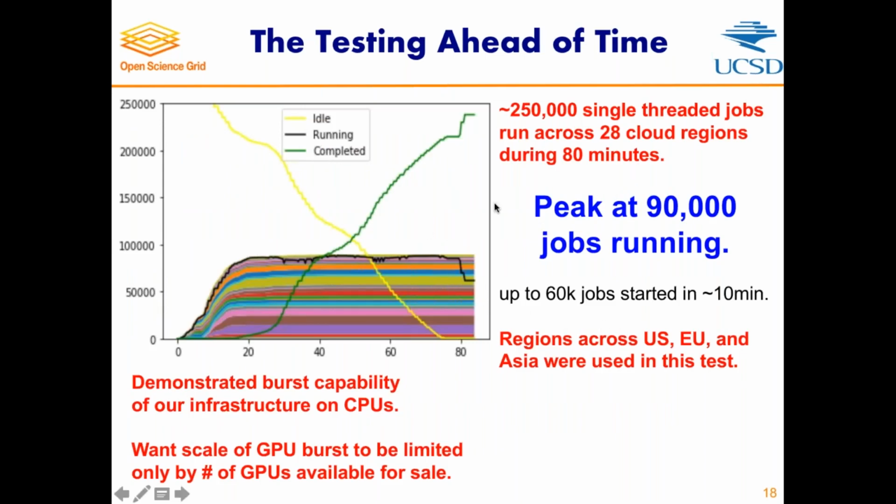We tested ahead of time that we could sustain the peak of 90,000. This here is the 90,000 peak sustained. This here is the turn on, and you can see that we have up to 60,000 jobs started in 10 minutes. The colors here are the 28 different cloud regions. We used in this test all the cloud regions that we later used in production. The relative sizes you see here are our estimate of how many GPUs we might be able to get in each region.